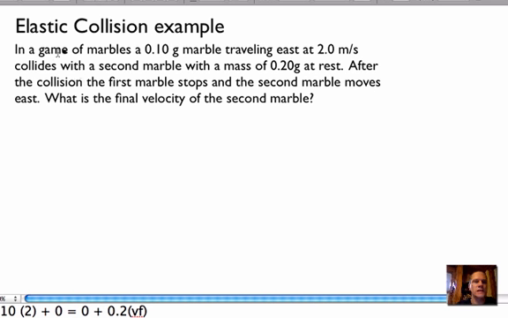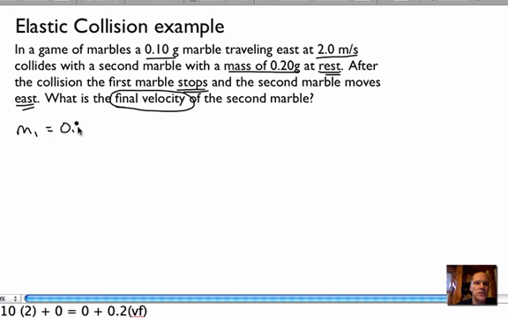So let's take a look at an example. In a game of marbles, a 0.1 gram marble traveling east at 2 meters per second collides with a second marble of mass 0.2 grams at rest. Don't forget to look for the words at rest. After the collision, the first marble stops and the second marble moves to the east, looking for the final velocity of the second marble. So set it up.